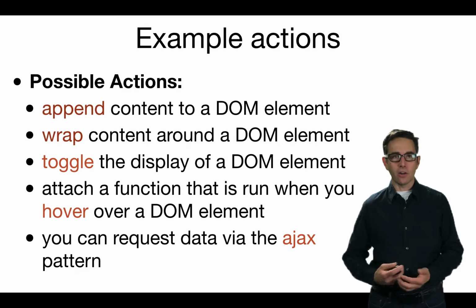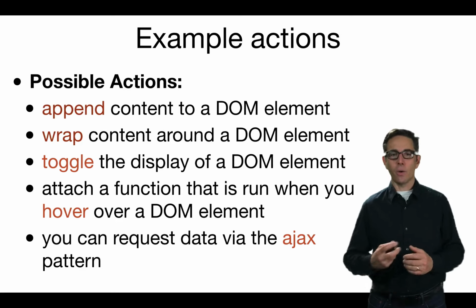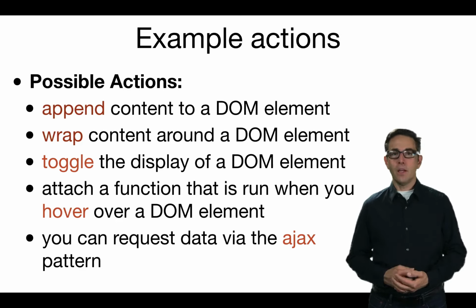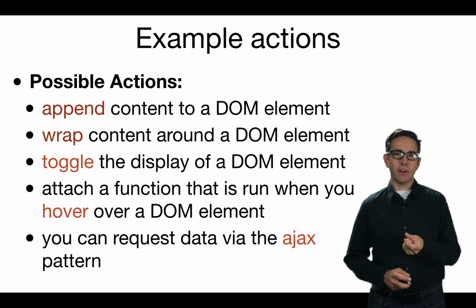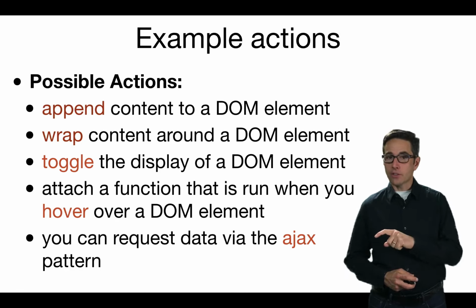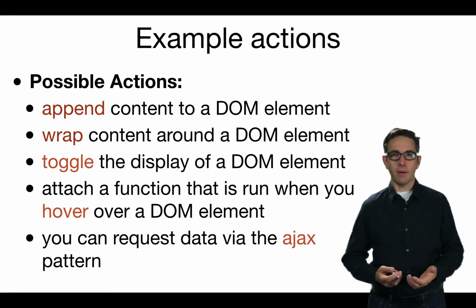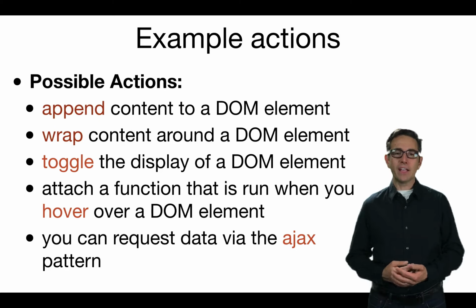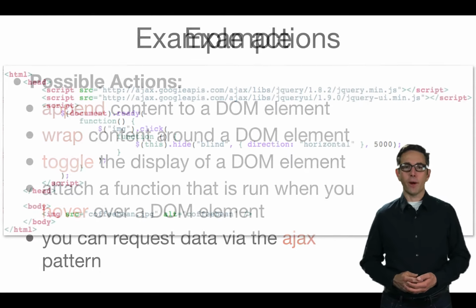You could use the toggle command in order to first select the element you want to see, and then toggle whether it's on or off. You can also attach functions to elements. And so you can leave a little bit of JavaScript code, and you can use jQuery in order to attach that function to, say, an element when you hover over it, so that as your mouse moves over the element, you'll run some kind of JavaScript code. And finally, you can request remote data from another website using the AJAX pattern if you want.